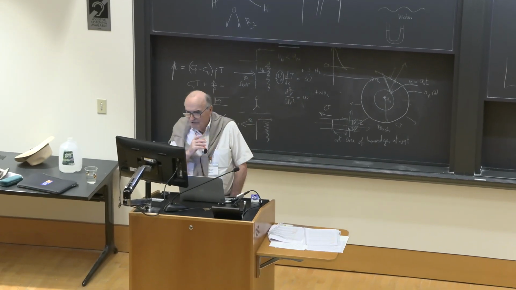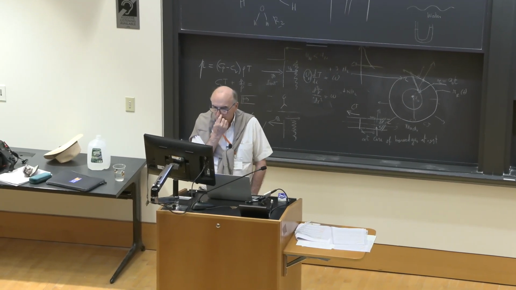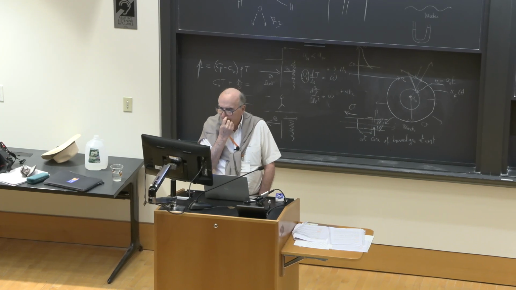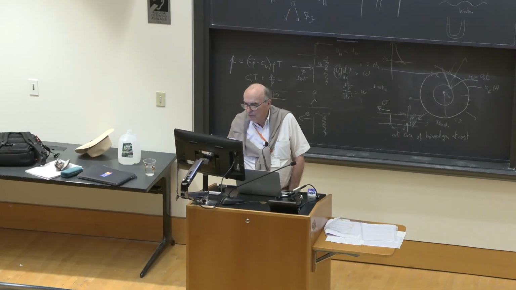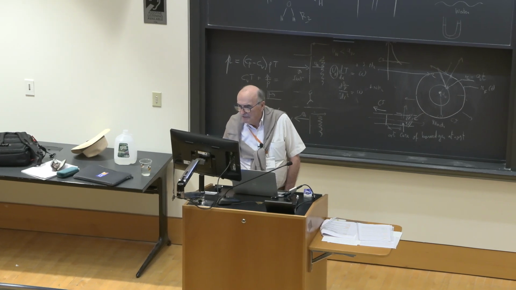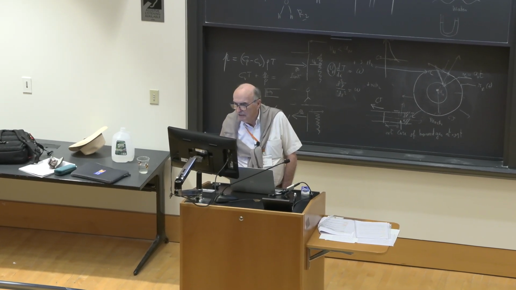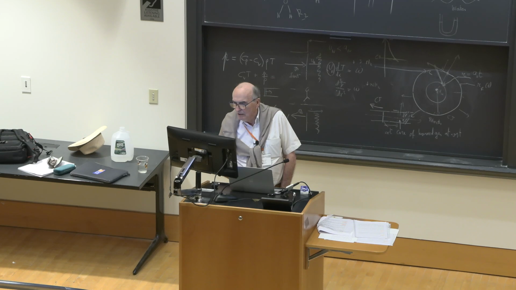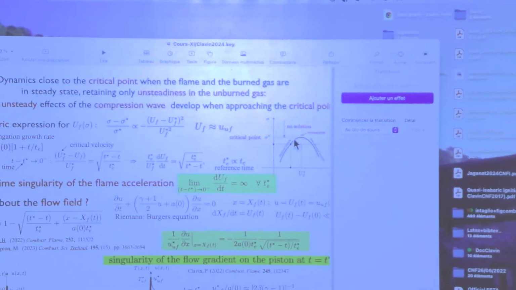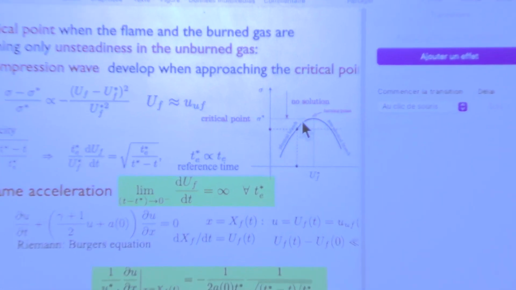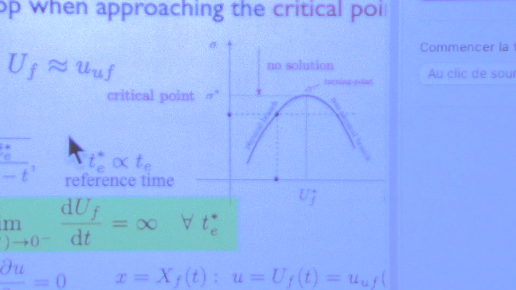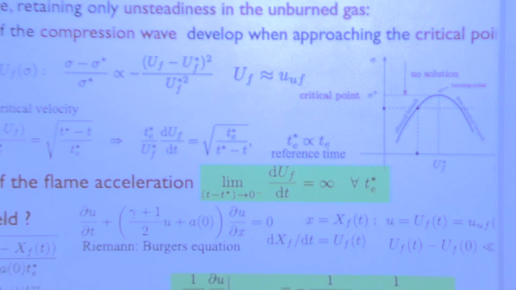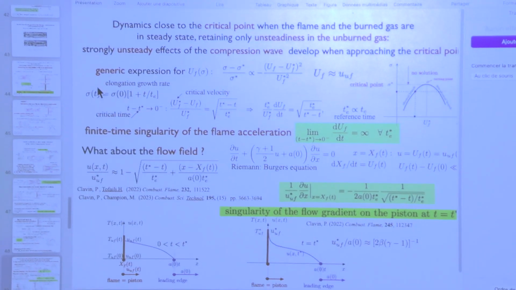Now, what is a little bit less simple, but not very difficult, is to see what is going to happen. I start close, sigma is increasing, and what is going to happen close to this point? This is the question.